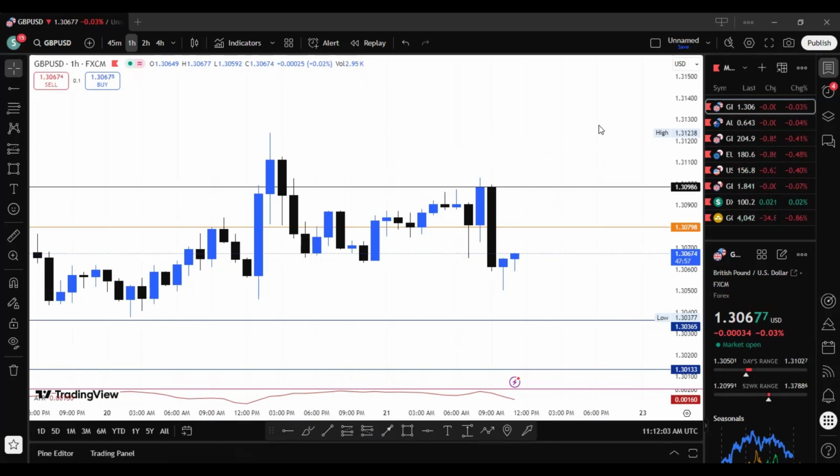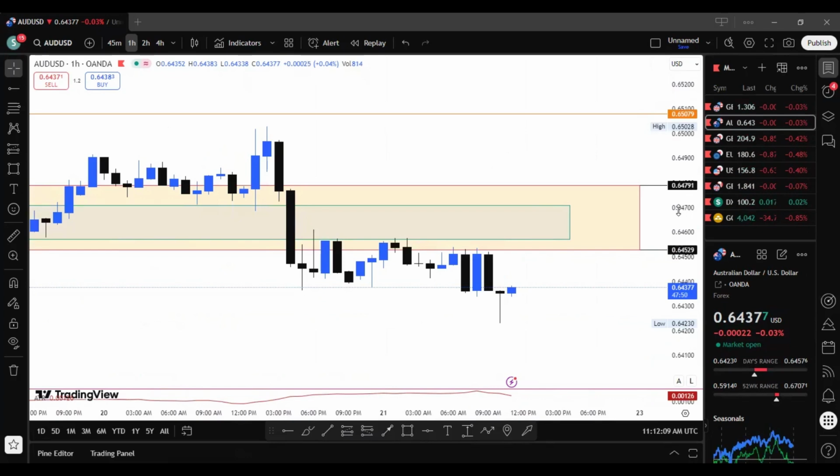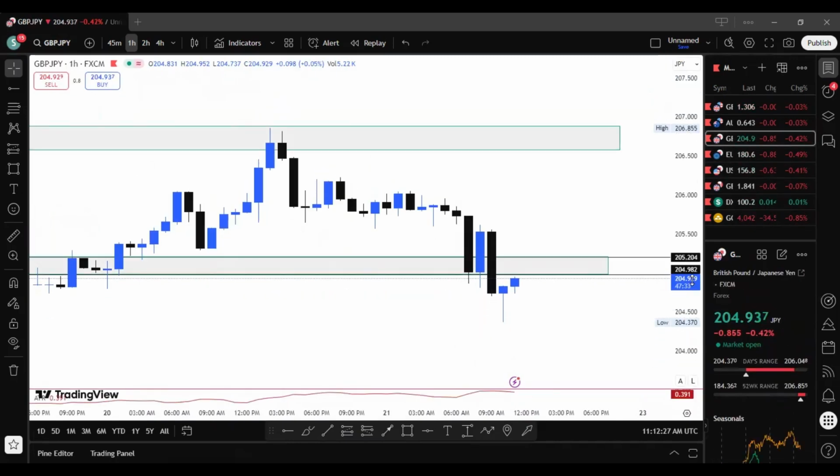Let me take you to another currency pair. All the currencies with USD as the quote currency, except gold, will have about 5 numbers after the decimal. But gold has 2 numbers after the decimal point. Let me take you to something like GBPJPY. It also has a different way: 205.500, 206.000. It has 3 numbers before the decimal point and 3 numbers after the decimal point.